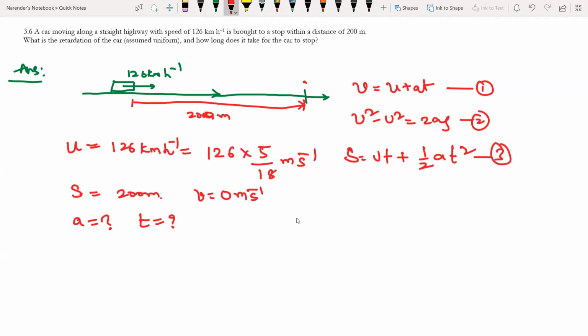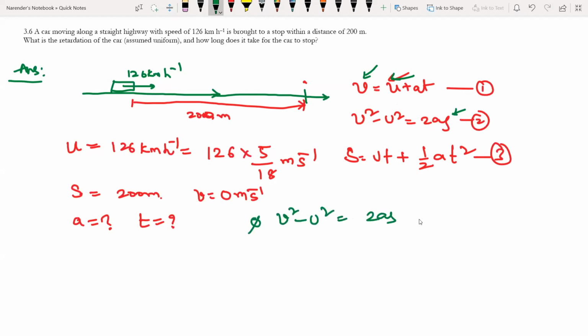And so what you have to find out? a and t. So where we have a and t? We have u with us, v is anyway 0, so you have to find out at. And we have v square minus u square is equal to 2as, so we have a with us, and in this you can find out the a value, and from this you can substitute here and get the answer.